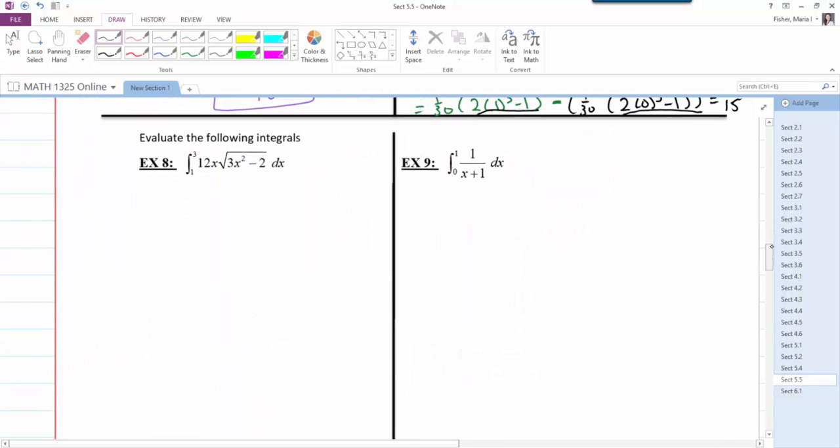Evaluate the following integral. Well, again, I never like it when I see a square root, so the very first thing that I'm going to do is rewrite this as the integral from 1 to 3 of 12x times 3x squared minus 2 raised to the 1/2 dx. So since 3x squared minus 2 is raised to the 1/2, that's what I'm going to let u equal.